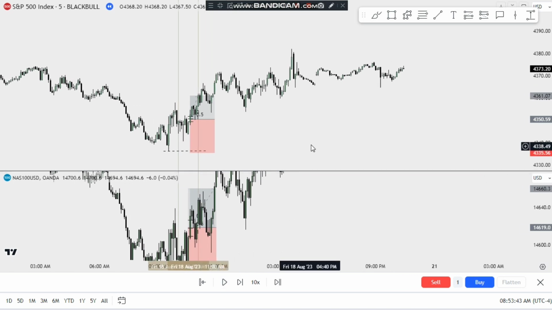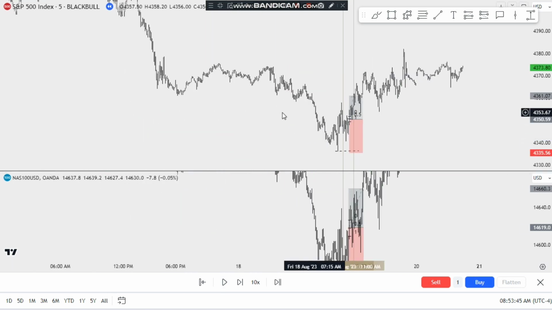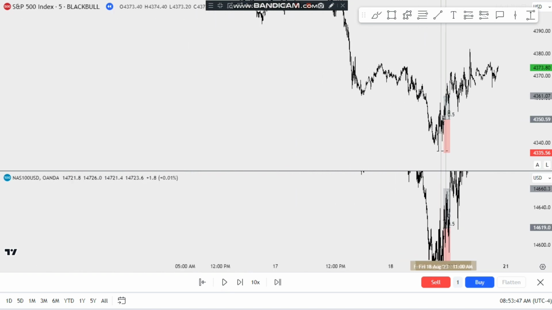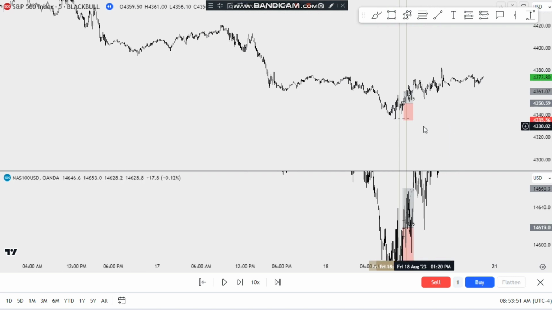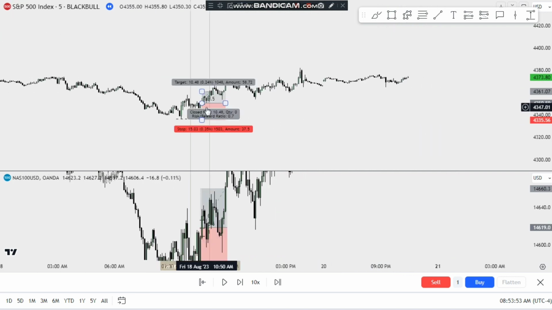So this is how you can enter into your silver bullet trades. You have to be very careful. The first step will always be the SMT divergences, and then the next step will be the fair value gaps. And the entry depends on which pair has a good risk to reward ratio.